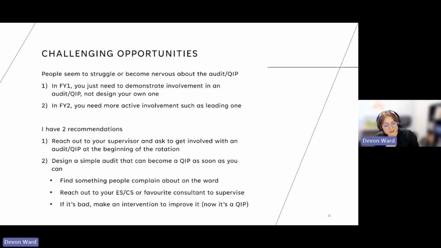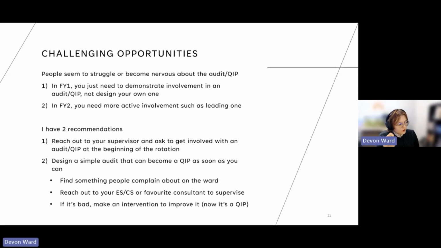First, I would reach out to your supervisor. That can be your educational or your clinical supervisor. I appreciate for the F1s listening, they're probably the same person at the moment. Reach out to them and ask to get involved in an audit or a QIP at the time. At the beginning of a rotation, I think it's a really good time to do it because it means you've got 4 months working there. But I started my first audit in late September of my first rotation, so it doesn't need to be right at the beginning. Ask them if they've got anything ongoing and see if you can get involved.